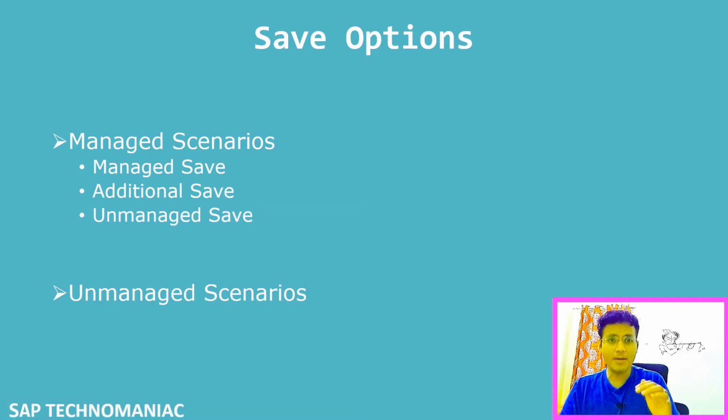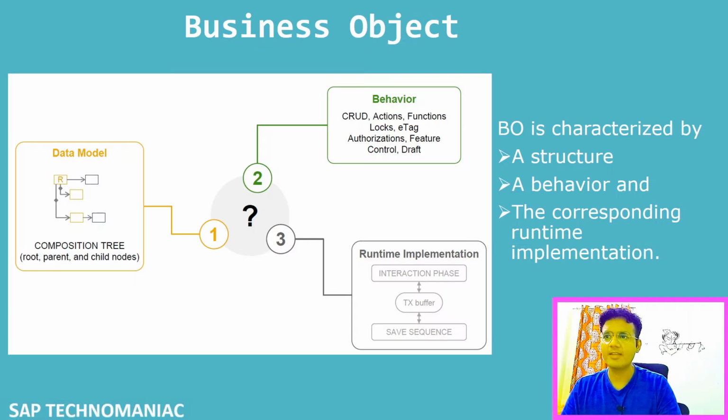And sometimes the requirement is that I have legacy code which is handling my saving part. I want to save using my existing function modules or BAPIs that are available. For using that, I want to do my save instead of using the managed save. Then we will use unmanaged save. In that case, we have to write the entire code for saving all our entities' data in the database. That is called the unmanaged save. And in the unmanaged scenario, obviously we have to do everything on our own. Nothing will be done by the framework.